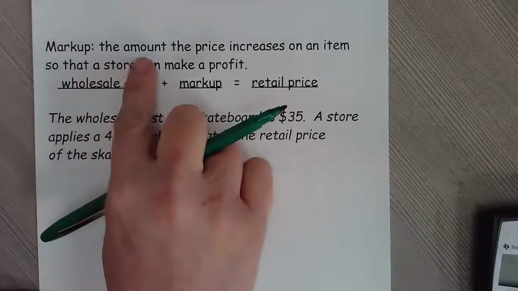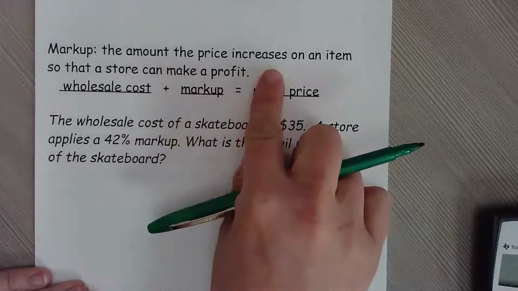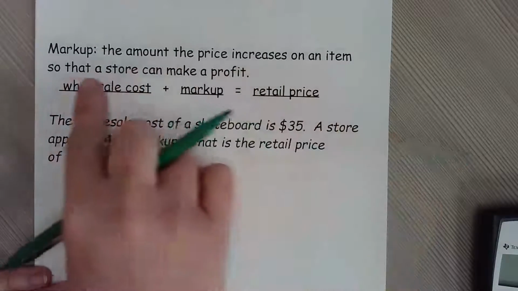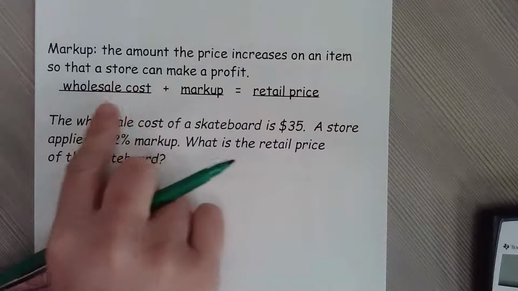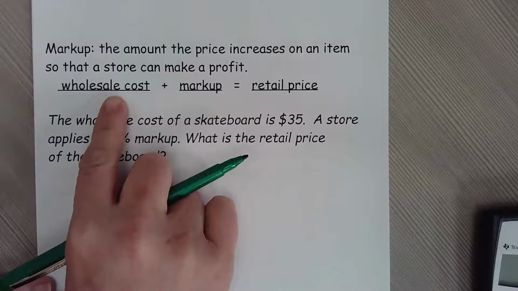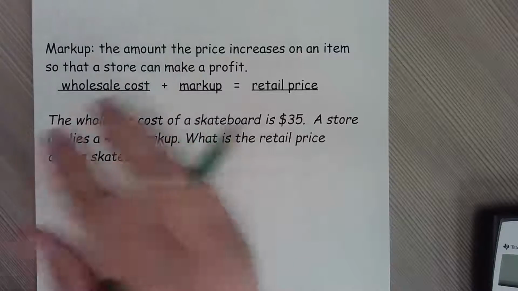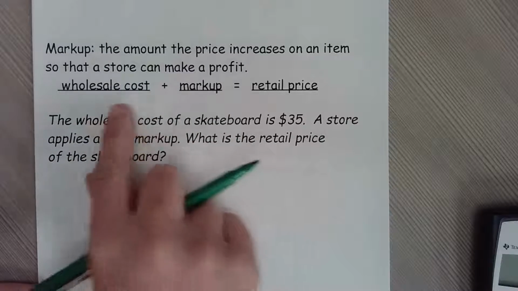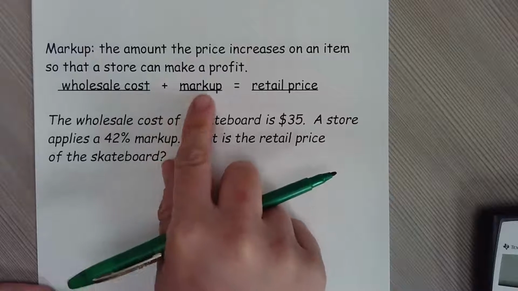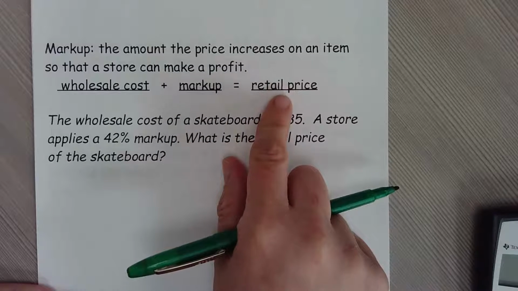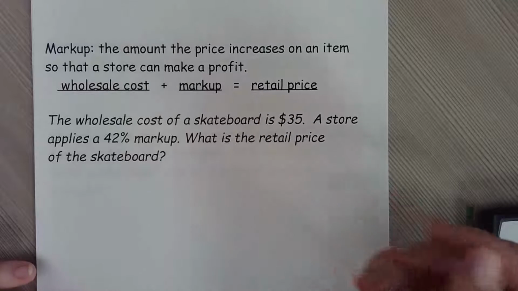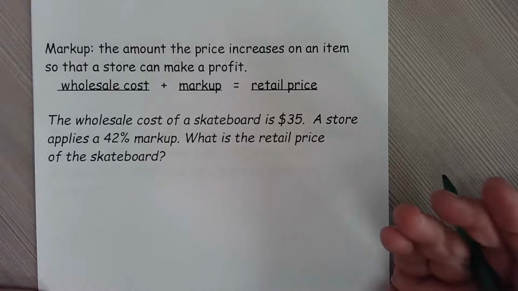So markup is the amount the price increases on an item so that a store can make a profit. So there's the wholesale cost of the item. That's what the store is paying for the item, okay, the wholesale cost. And that's just the cost of materials and that kind of thing. Plus the markup percentage is going to equal the retail price. And the retail price is what we pay as a consumer going into a store.